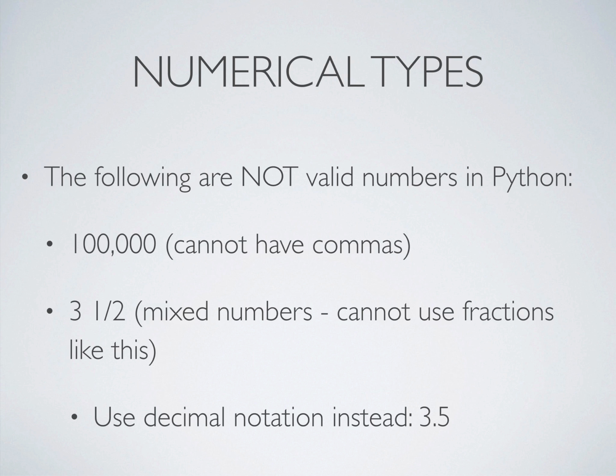Couple other things to keep in mind while you are working with numbers in Python. So numbers in Python can't have commas in them. So when you type out a number, just make sure there's no commas in it whatsoever. Also, if you're dealing with mixed numbers, like numbers with fractions, use decimal notation instead. So you can't type something like 3 space 1 divided by 2. That won't work. But you can use 3.5.